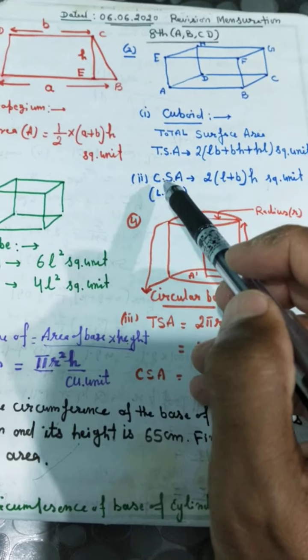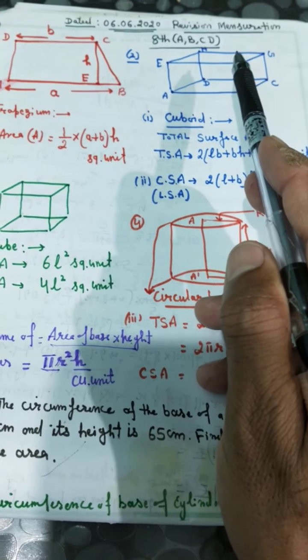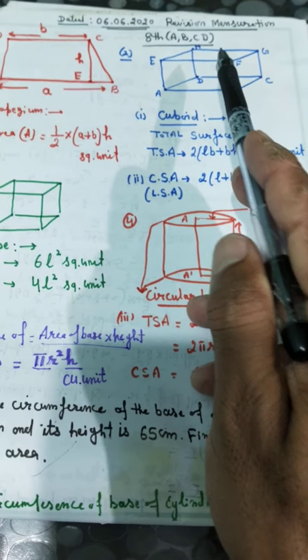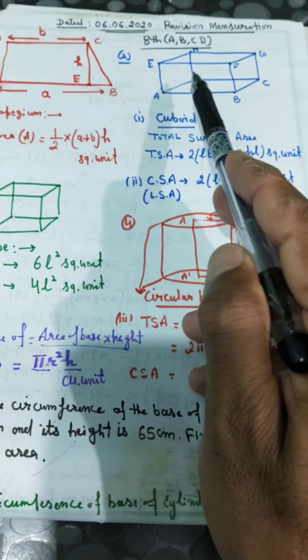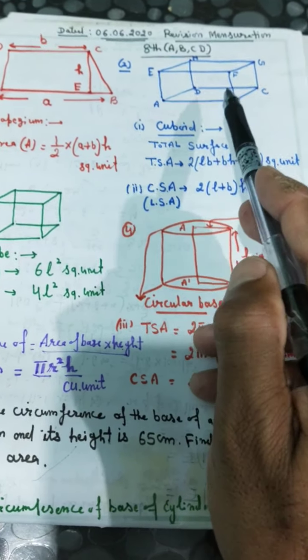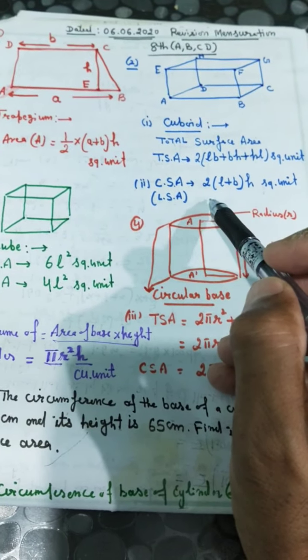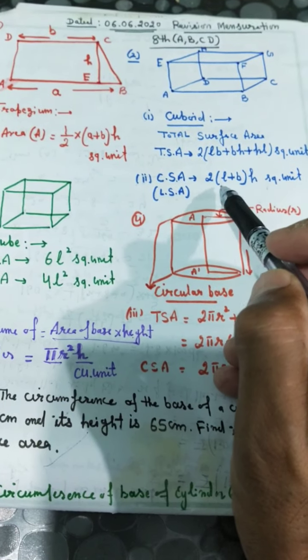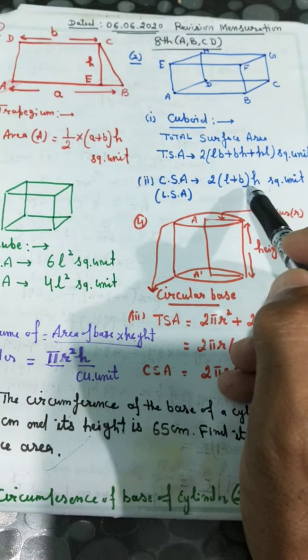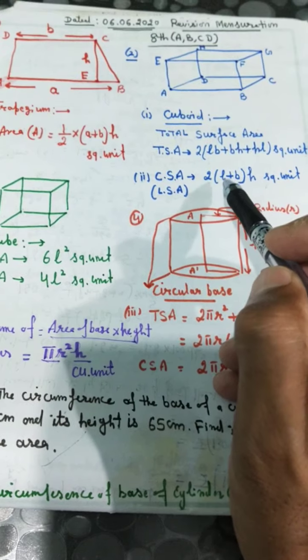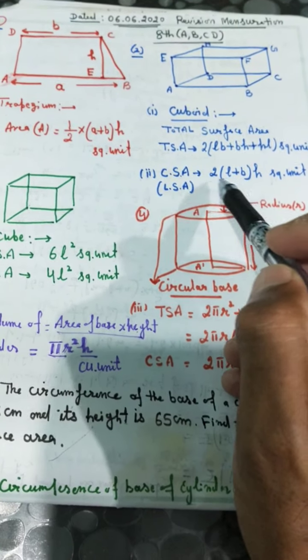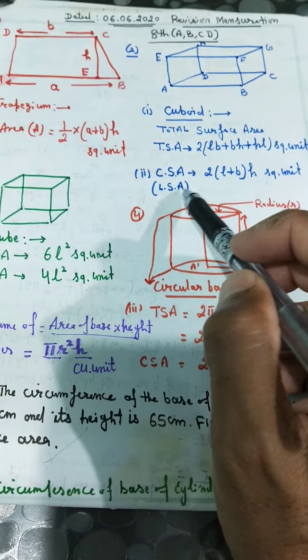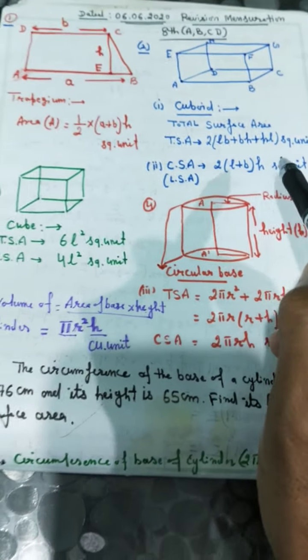In this curved surface area, we cannot consider its top and bottom surfaces. So we consider only 4 surfaces. Its area will be the area of 4 walls of a room, that is 2 into (l plus b) into h. This is called your area of 4 walls of a room, and this is also called lateral surface area.